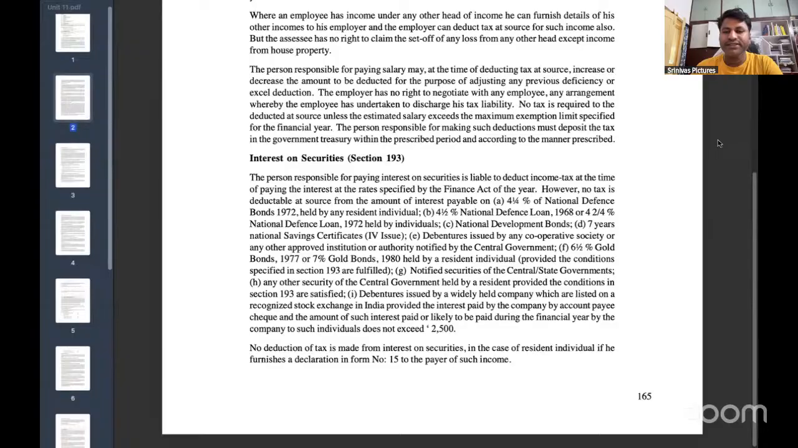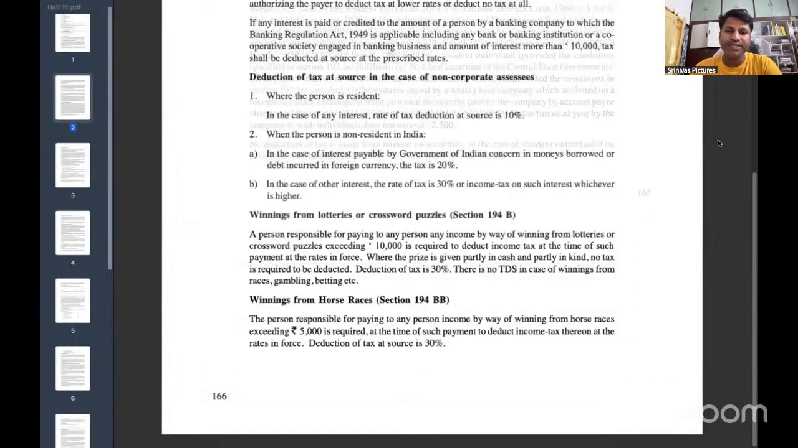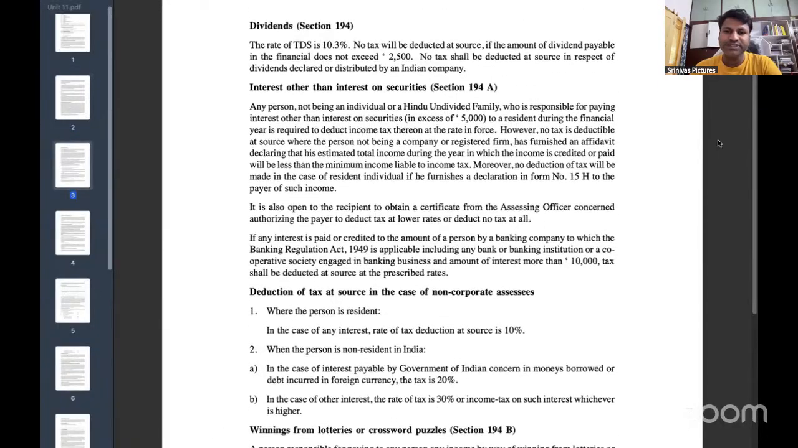Interest on securities. Generally there is no tax deductible at source from interest payable on securities. Some incomes, some interests, we need not pay any tax on. Only on some other interest income do we need to pay, and that is not that much required.